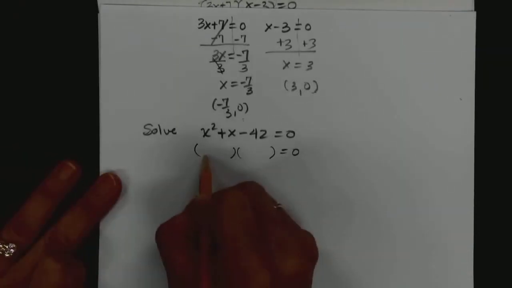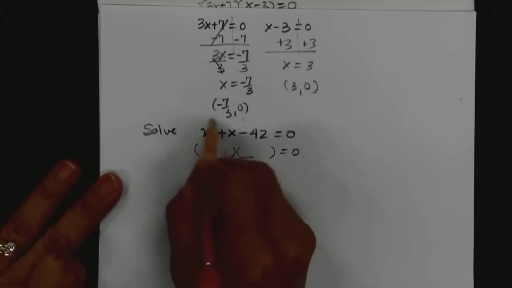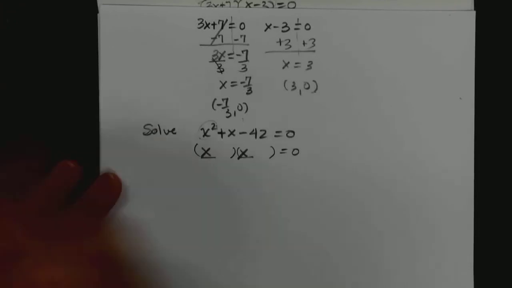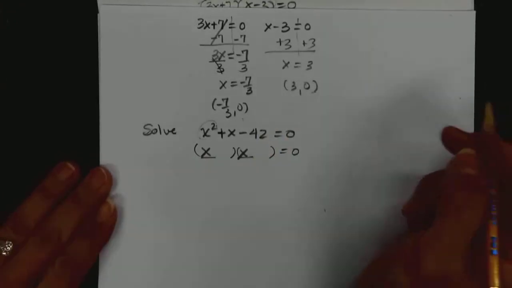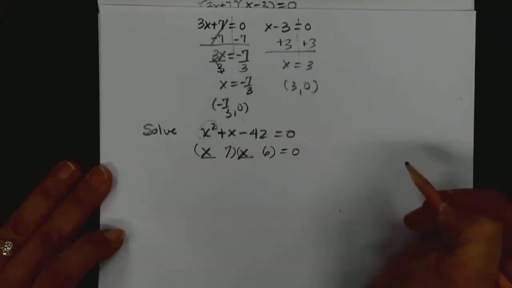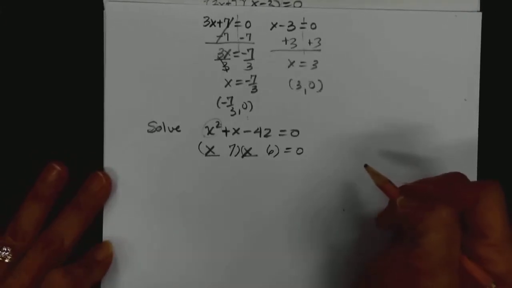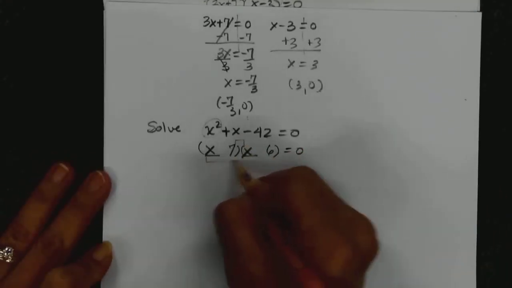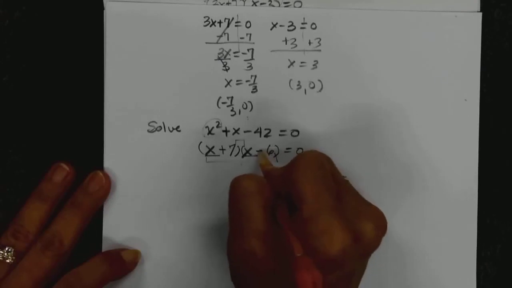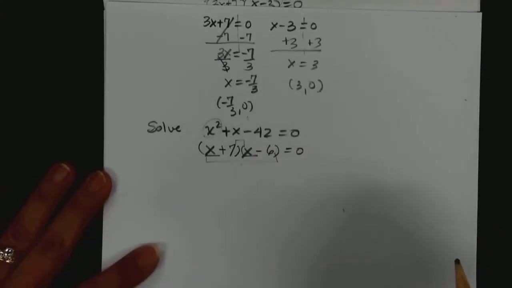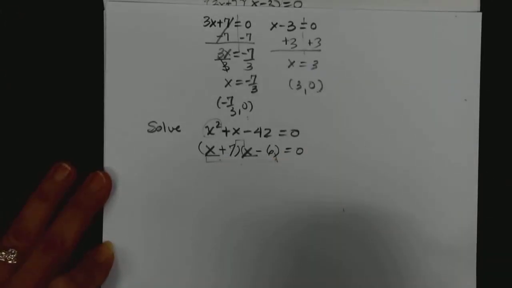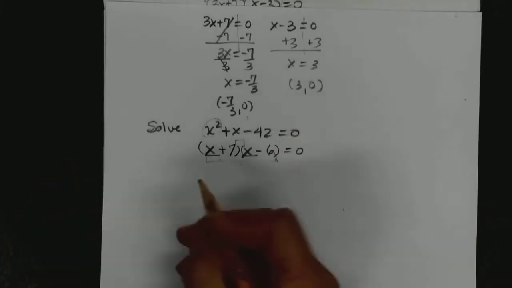Now this one's easier because a is 1. What times what is x squared? x and x. So that's what goes in there. Now what times what is 42? 7 and 6. Which one has to be negative and which one has to be positive? Because these have to add up to positive 1. So 7 has to be positive, 6 has to be negative, and those are your factors. Now you set that equal to 0, set that equal to 0, and you solve for x. I'm going to do it again for the other one.